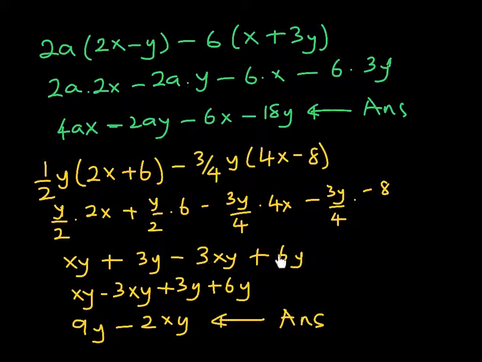Remember, it's a negative sign. And then negative 3 over 4y times negative 8. 4 goes through 8 2 times, so minus 2 times negative 3y gives us positive 6y. So when you collect like terms, xy minus 3xy plus 3y plus 6y, it leaves us with negative 2xy plus 9y. So we can invert it and write it as 9y minus 2xy.